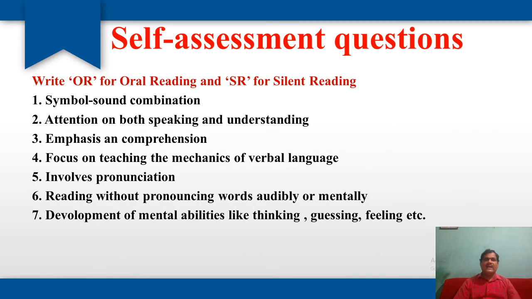Then, whatever we have discussed about oral reading and silent reading, I can ask some questions for your self-assessment. You know at your level which is correct and which is wrong. Write O for oral reading and S for silent reading. The first question is symbol sound combination. What type of reading? Either oral reading or silent reading. You guess? Yes. Write down in your notebook.